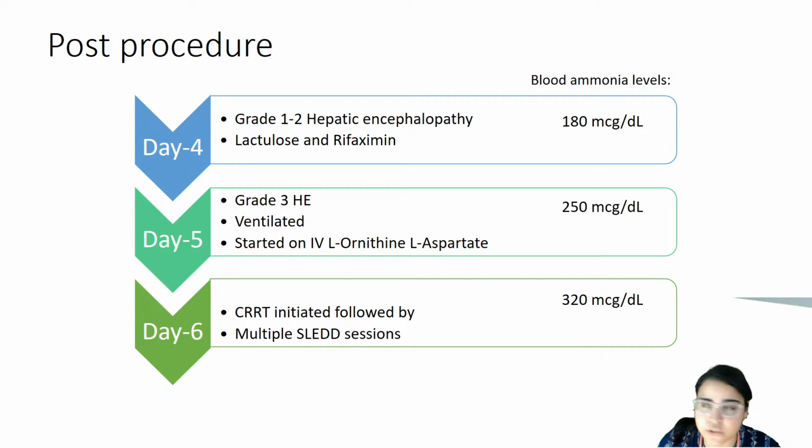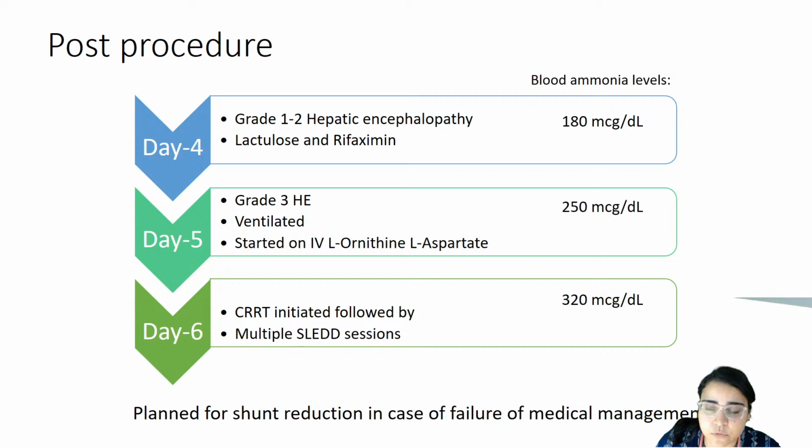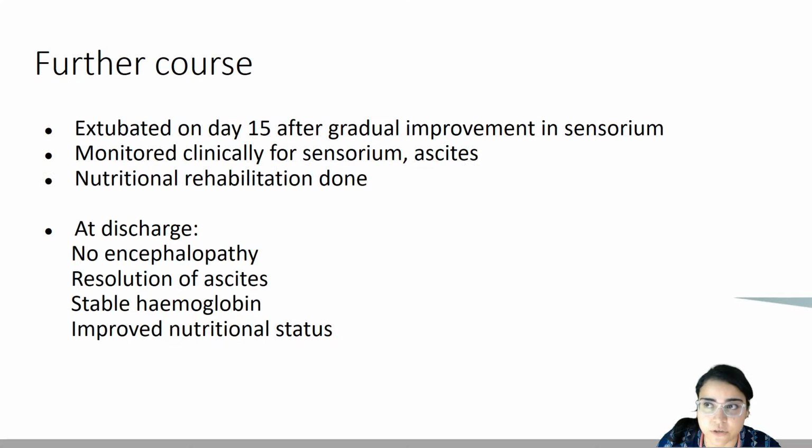This is one of the non-renal indications of initiating CRRT, which was followed by multiple sessions of sustained low efficiency daily dialysis. The plan was to monitor the patient, and if the medical management failed, we had planned for a shunt reduction. The patient had a 10 mm stent in situ. We had planned to decrease the size if he did not respond.